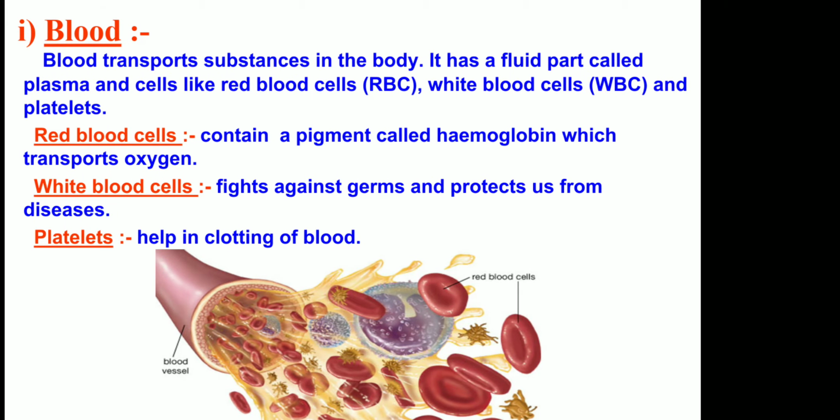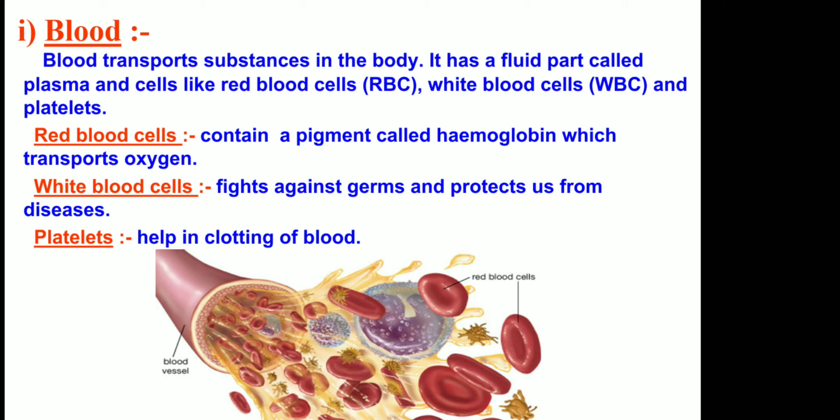It has a fluid part called plasma, which is pale yellow in color, and cells which float in the plasma. These are red blood cells, RBCs, and another name for these RBCs is erythrocytes. Number 2, white blood cells, WBCs, or leukocytes, and blood platelets.